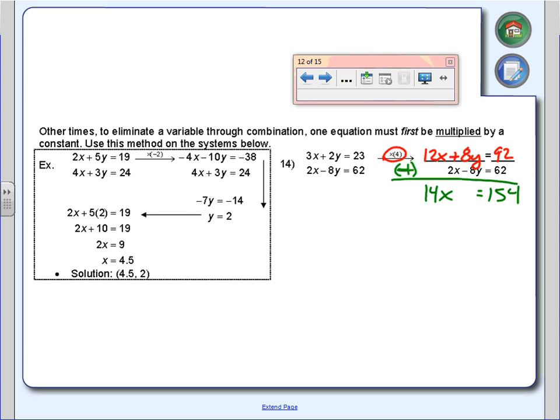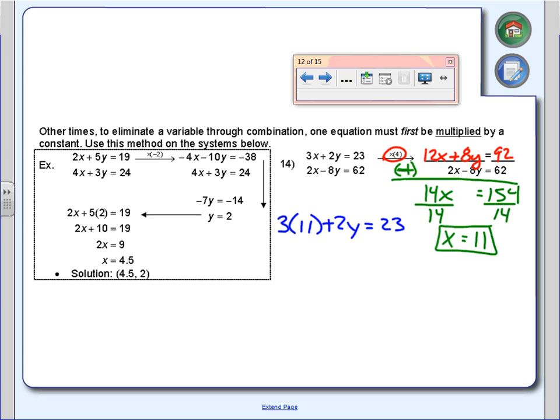I'm solving for x, so the next thing I need to do is divide by 14. So 154 divided by 14 is going to be what? 154 divided by 14 is 11. So the x value is 11. We're halfway done. We know what x is. But now we need to turn around and figure out what y is. So we're going to take that 11, and substitute it back in for one of these x's. It's my choice. I can use the first equation or the second. I'm going to use the first equation just because it looks easier for me.